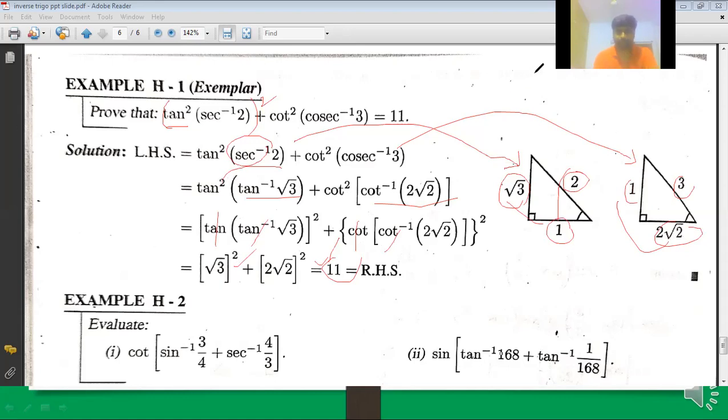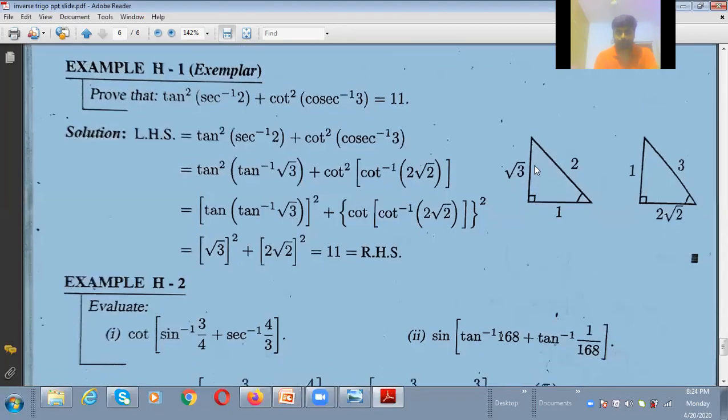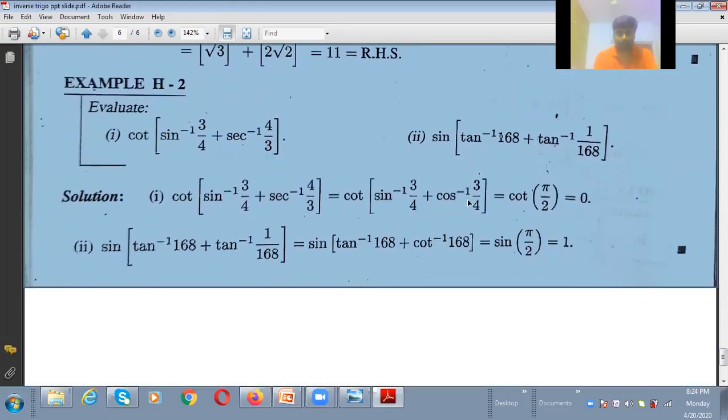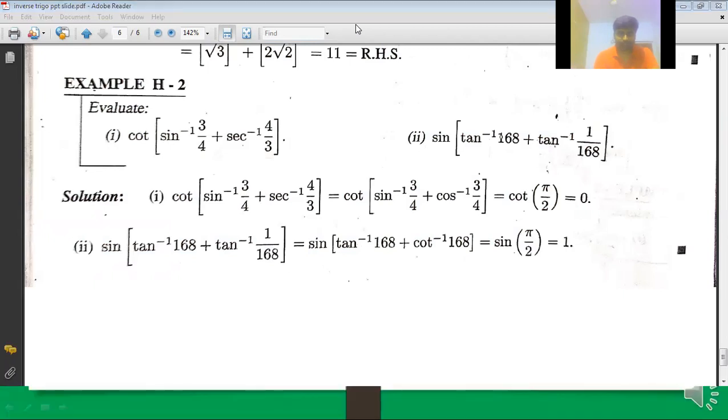Okay, so now let us go for the next problem in this. Now this one, have a look at that. Cot of sine inverse of 3 by 4 plus secant inverse of 4 by 3. Okay, now here sine inverse of 3 by 4 as it is. Now here for this I can make a triangle. Whenever secant 4 by 3, cos 3 by 4, reciprocal.